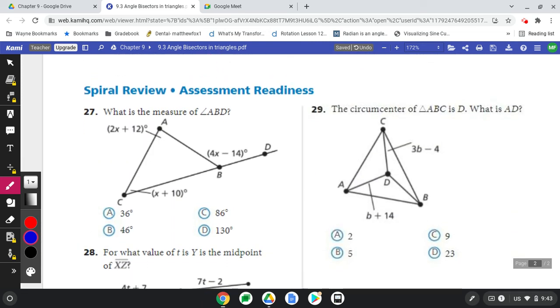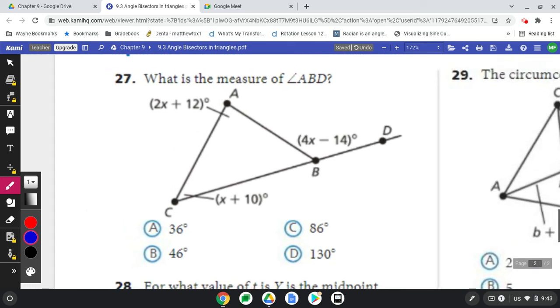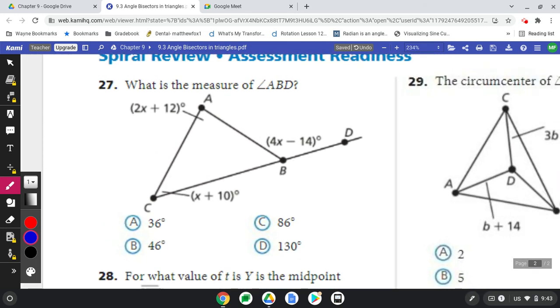Okay, the final thing today, we're going to look at a few of these. We're going to review some of the old stuff from the start of the chapter. So our goal is to find ABD. ABD is right here, this angle. That's my angle. Now, hopefully you can recall that this angle is our exterior angle. It's on the outside, which means the two remote interior angles will add up to equal that.